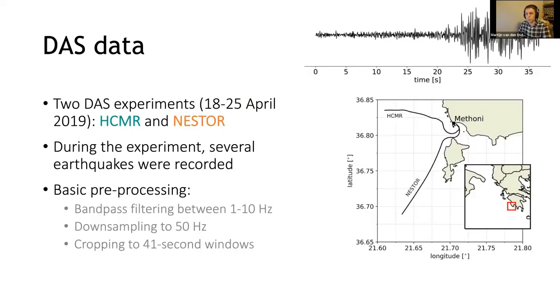So we will be applying this method to earthquake data recorded by 2 submarine DAS cables that are deployed offshore Greece. And after some really basic pre-processing of the data, we are ready for additional denoising using our deep learning technique.